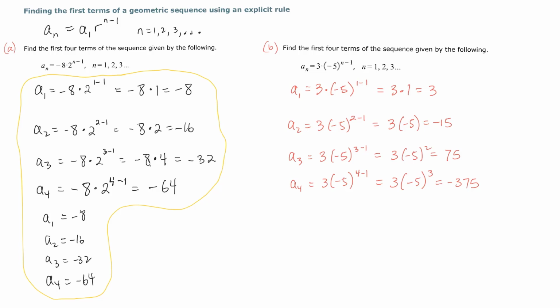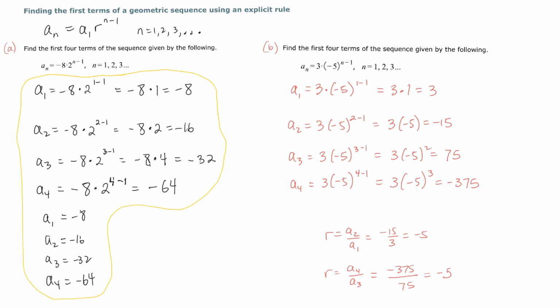And can you check the common ratio? r is equal to a sub 2 over a sub 1, which is negative 15 over 3. It is, in fact, negative 5. Same thing if you check r equals a sub 4 over a sub 3. You'll notice that negative 375 divided by 75 goes in evenly 5 times, or in this case, negative 5.